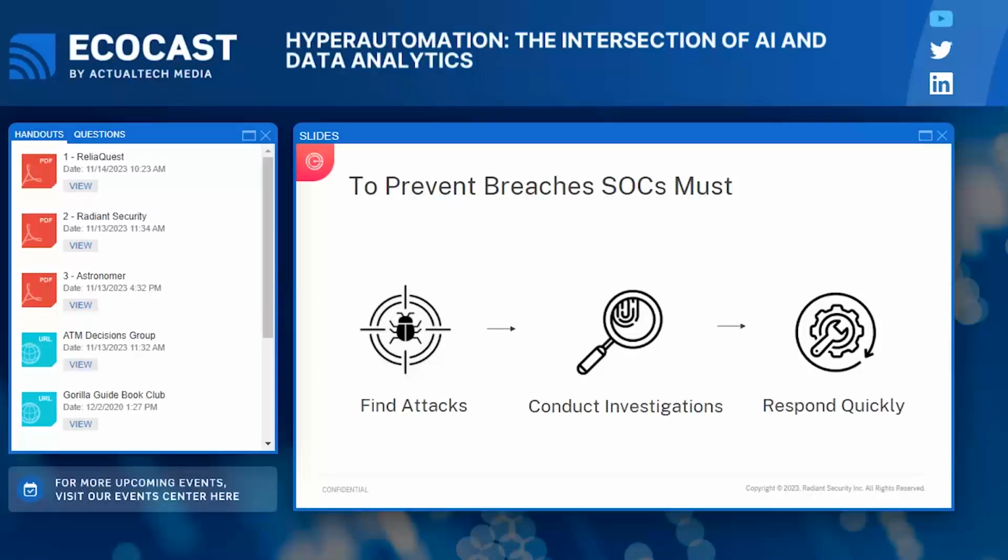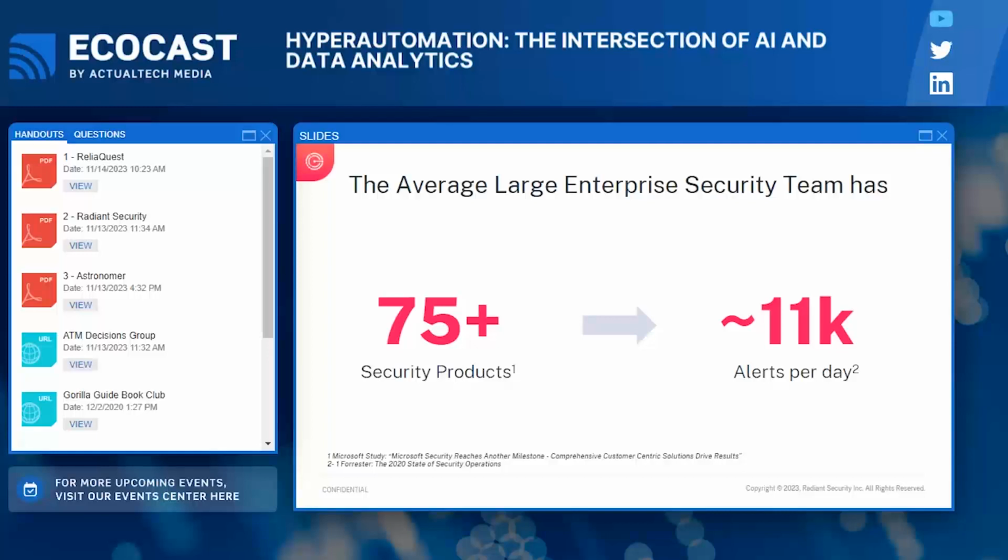So far, so good. However, when it comes to finding attacks, we find ourselves in a scenario where we have way too many security products. The average large enterprise security team is managing around 75 products. Not all of those are detection products, but usually a SOC has dozens of products. And they are creating thousands or tens of thousands of alerts per day, which gets us to this proverbial haystack that we always talk about in security, that we need to find our needles in. It's a really huge amount of work, and we really don't have the capacity to do it all.